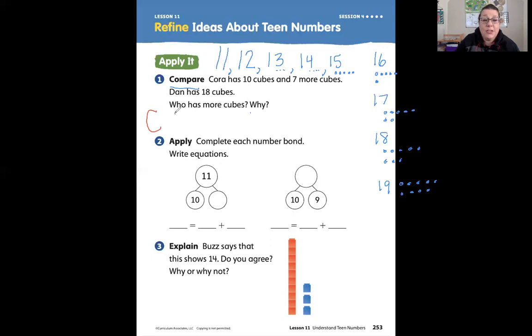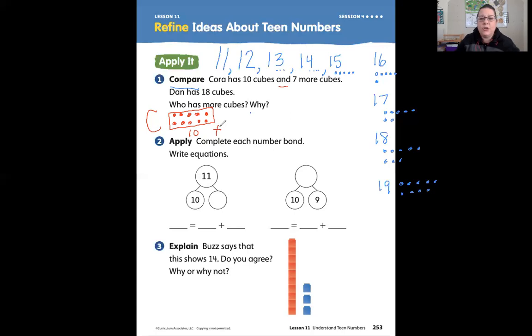So I want you to draw too. 1, 2, 3, 4, 5, new line, 6, 7, 8, 9, 10. Ooh, that's a group of 10. So let's box it in. Cora has 10 cubes and 7 more.